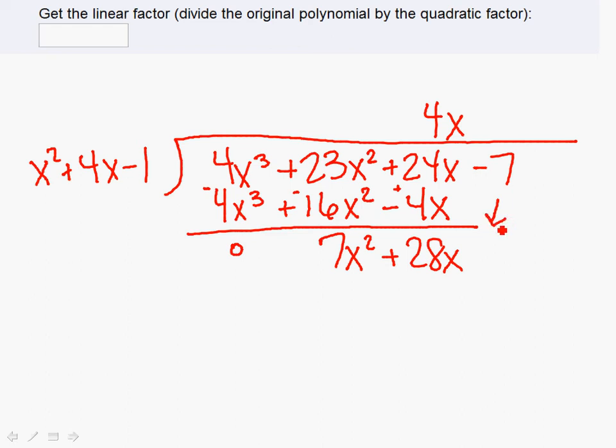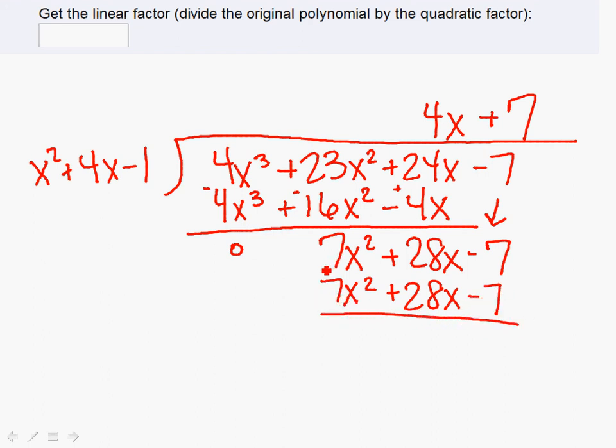Now I'm going to carry down my negative 7 and repeat the process. x squared into 7x squared is 7. 7 times x squared is 7x squared. 7 times 4x is 28x. And 7 times negative 1 is negative 7. When I subtract all of these, 7 minus 7 is 0. 28 minus 28 is 0. And 7 minus the negative 7, which is like saying plus, is also 0. So my linear factor is 4x plus 7.